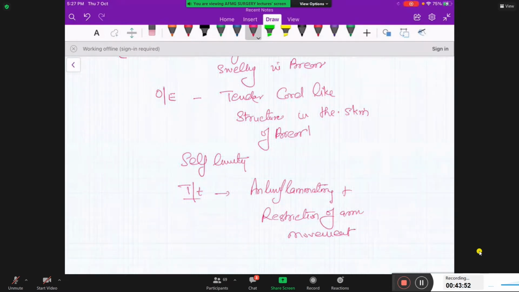Now, any question? Because once the arm movement keeps happening, the skin will get stretched, and because of that, the inflammation will keep building up.